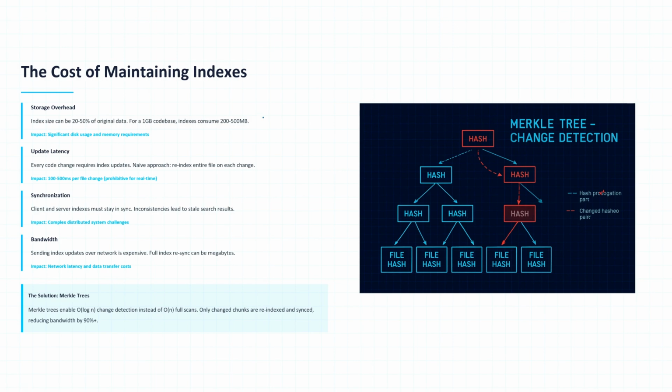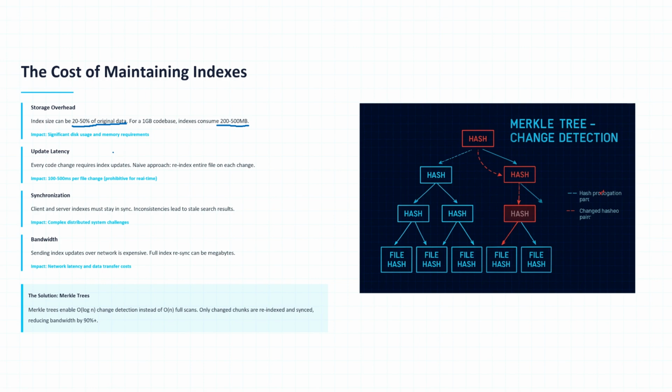Since we have already understood what an index is, we need to understand now what is the cost of maintaining these indexes. Like, what is the trade-off of getting a 1000 times faster lookup, which is index size can be 20 to 50% of the original data. So it requires a lot of memory, right? For a 1 GB code base, indexes would consume somewhere around 200 to 500 MB alone, which is a storage overhead.